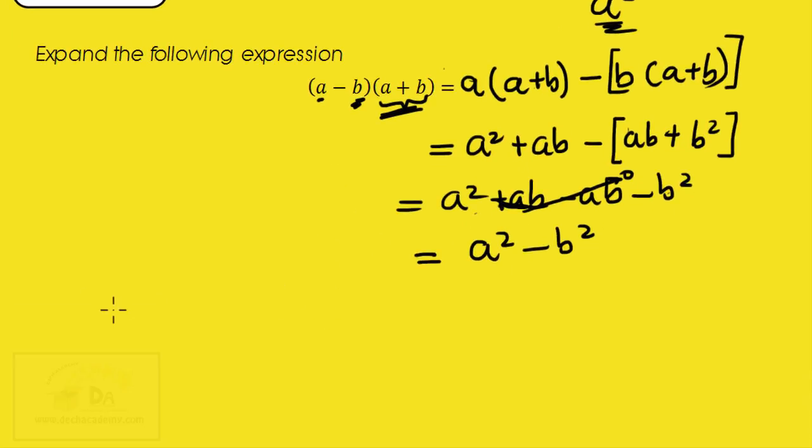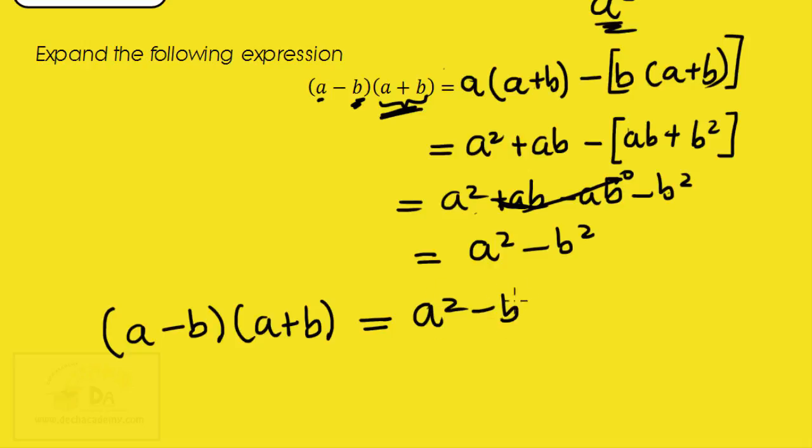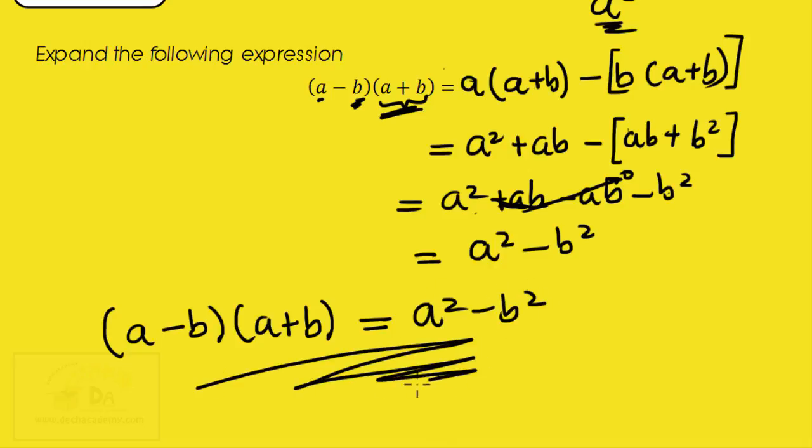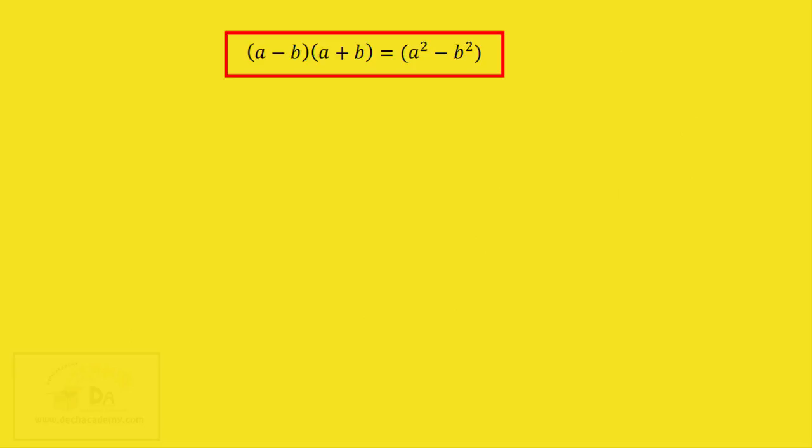So the expression a minus b times open bracket a plus b close bracket is equal to a squared minus b squared. And this is the crux of the difference of two squares. The whole idea of the difference of two squares revolves around the expression highlighted here. It says that an expression of the form open bracket a minus b close bracket open bracket a plus b close bracket is equal to a squared minus b squared.